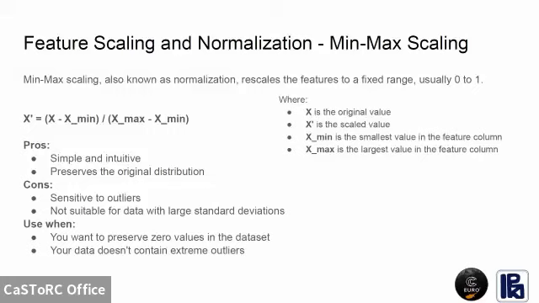And also, if you have outliers in your data, it doesn't work very well if you have values that follow a very large standard deviation. The method I showed you before, where you have actual values that are beyond 2 or 3 sigma from your standard deviation. And this is very important if you want to preserve zero values in your data set. And also, the data shouldn't contain extreme outliers.